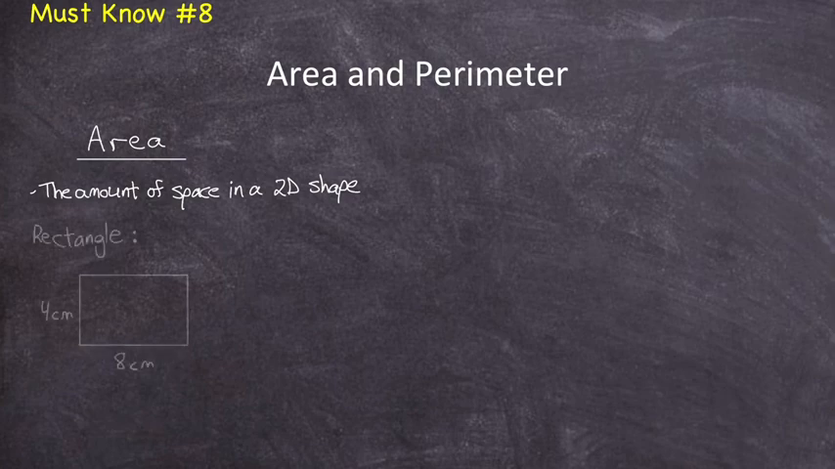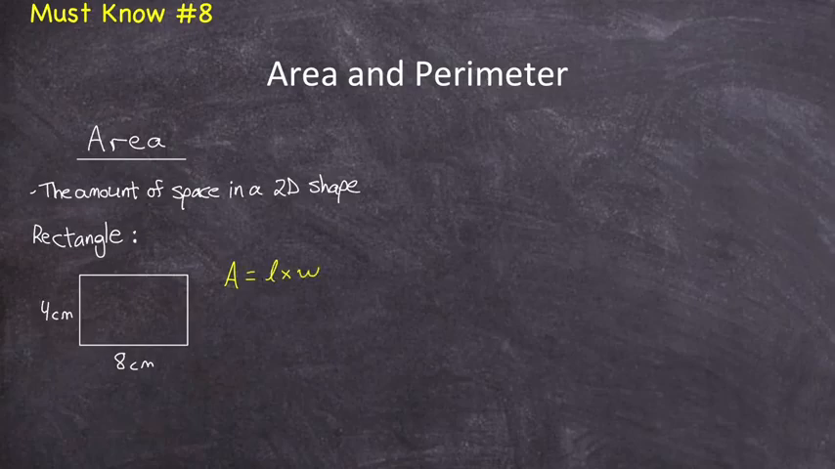Let's start with the rectangle. To find an area of a rectangle, you do its length times its width. So in the rectangle that I've drawn, its length is 8 and its width is 4. And it doesn't matter which one is length and which one is width, because the order of multiplication doesn't matter.